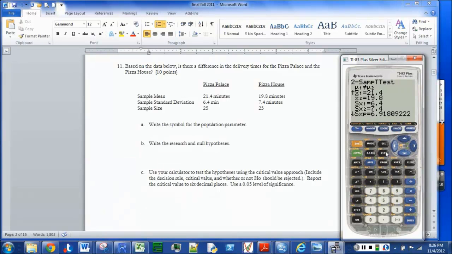But that's it for the two-sample t-test. Again, stat, tests, two-sample t-test. Enter the data, get your research hypothesis in, tell it whether to pool or not, and calculate.